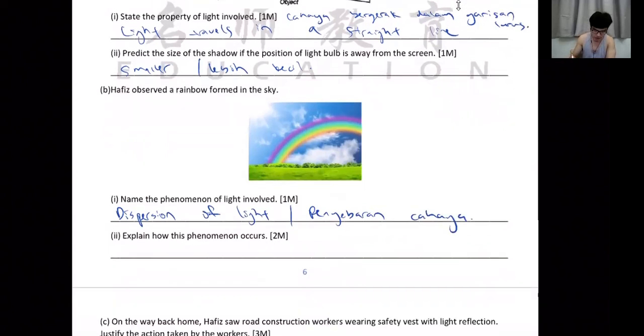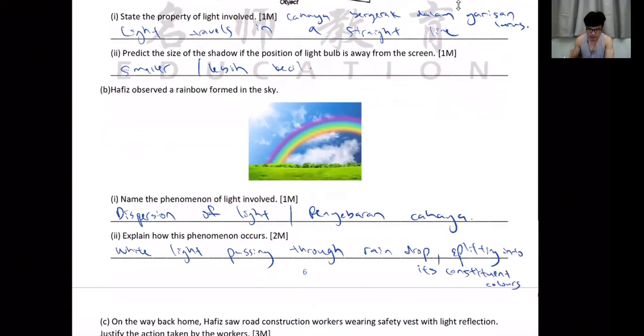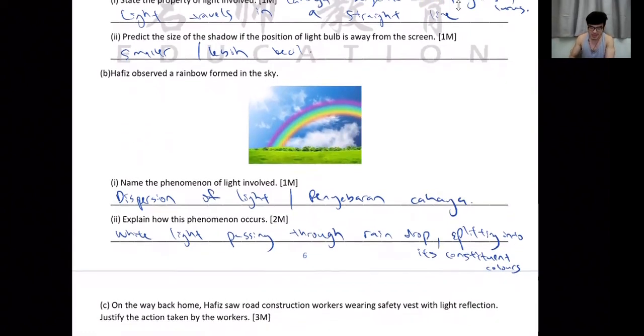So explain how this phenomena occurs. You can say this is usually formed by raindrop. Okay, so white light passing through raindrop, splitting into its constituent color. Okay, now what is constituent color? Means what's the color inside. If you say, sir, I don't want to write constituent color, I don't understand, can you write something else? Can split into 7 colors. You like law. Just keep your words simple.